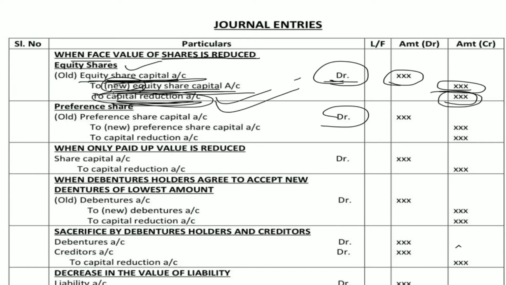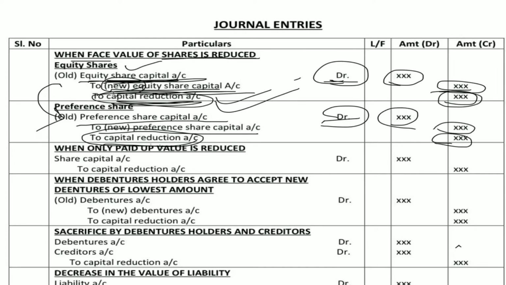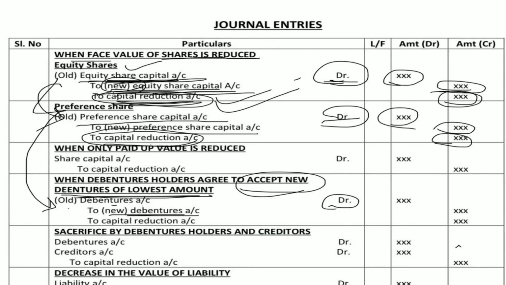Now the same thing holds good for preference shares as well. Old preference share capital account debit, to new preference share capital, to capital reduction account. So the difference between old and new share will be transferred to capital reduction account. The same entry will be passed for debentures as well. When the debenture holders agree to accept new debentures for a lower amount, then old debenture account debit, to new debenture account, and the remaining amount will be transferred to capital reduction account.